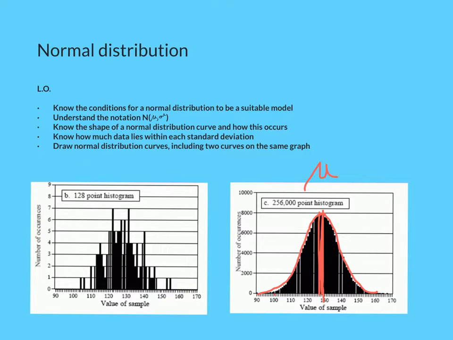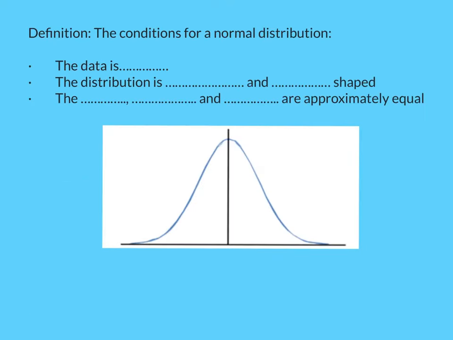Now the normal distribution is not always a suitable model, but if it meets three criteria, then it is the suitable model, and these are the criteria that need to be met. So here's a sketch of the normal distribution, and it's really important that the data is continuous. It's not discrete, there are no gaps in between, it is continuous data.